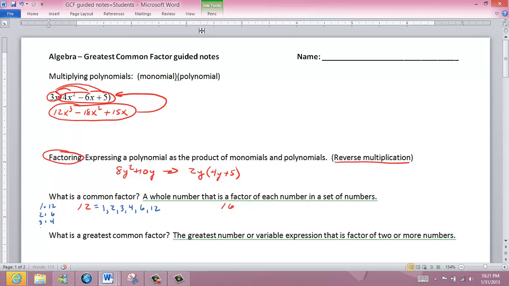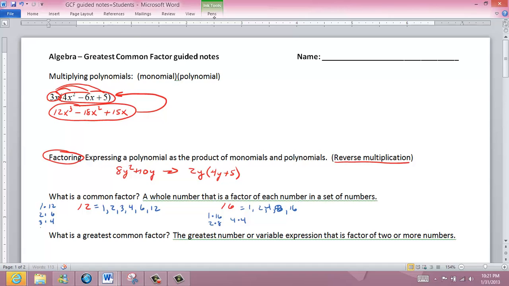Now, if we take the number 16 and write all the numbers that multiply to give us 16, we have 1 times 16, 2 times 8, and 4 times 4. So the factors of 16 are 1, 2, 4, 8, and then 16.